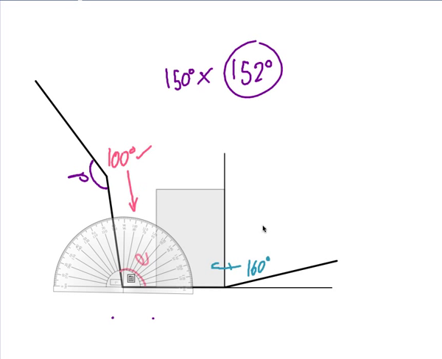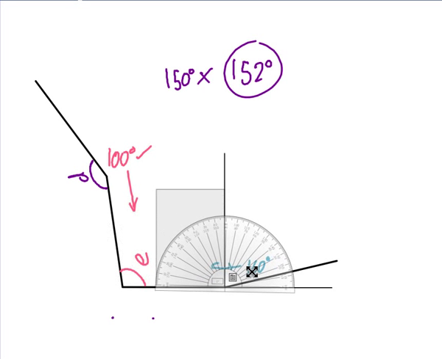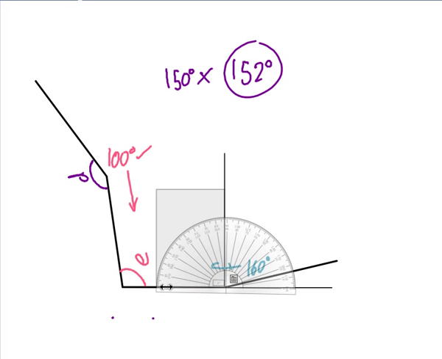And then finally, angle F. I'm not sure. Yeah, it's about there. Okay, I need to use the outside set of numbers because zero's over here. That's not in the right place, is it? There. Okay, so I need to use the outside set of numbers round to here. It's exactly halfway between 160 and 170. 165 degrees. Okay, so that's how to estimate angles.